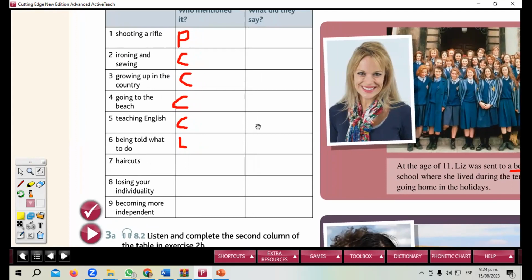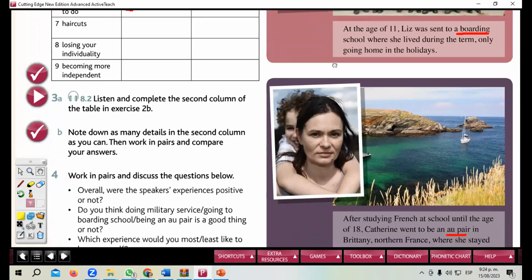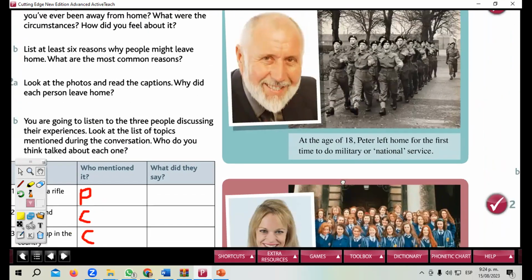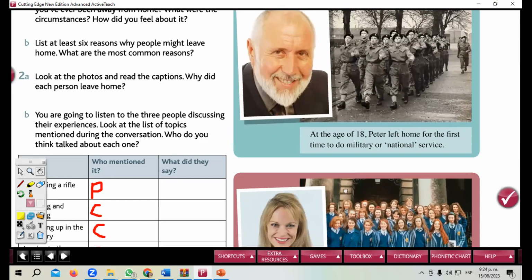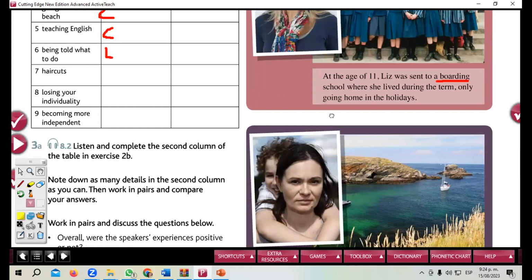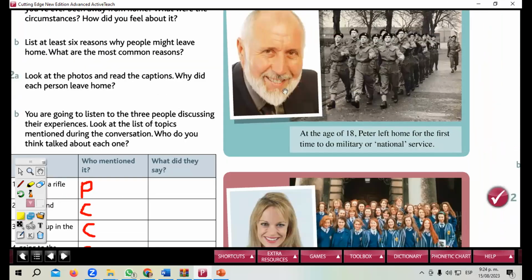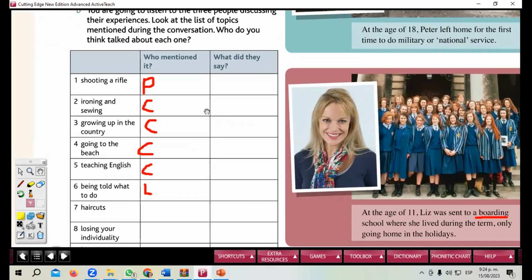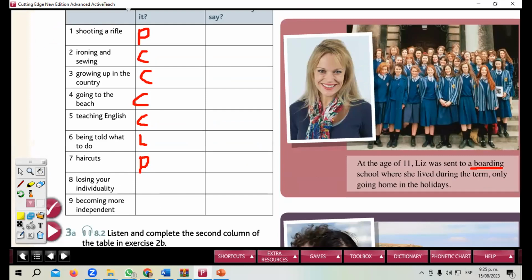Haircuts. Who do you think mentioned haircuts? Catherine, Liz, or Peter? You think Catherine? Maybe not Peter, for the army, the military service. Haircuts, to get your hair cut. What do you guys think? Maybe it's Peter who talks about haircuts. Marlon, number 8.